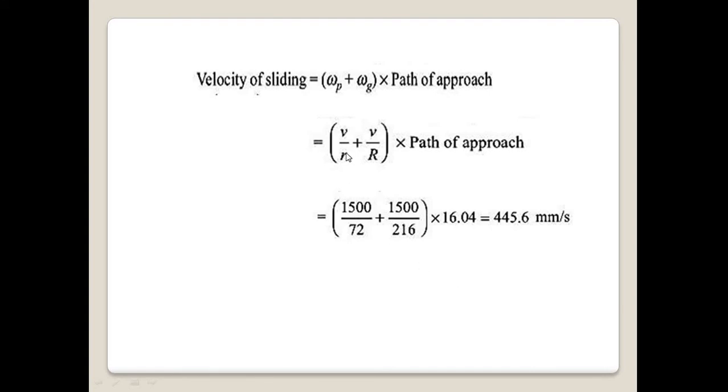So see here, the velocity given is 1.5 meter per second, convert into mm per second. So the value of v is 1500 divided by small r, that is 72, plus 1500 velocity divided by capital R, 216, into the path of approach. We already found the path of approach, that is 16.04. We got the value of velocity of sliding, that is 445.6 mm per second.